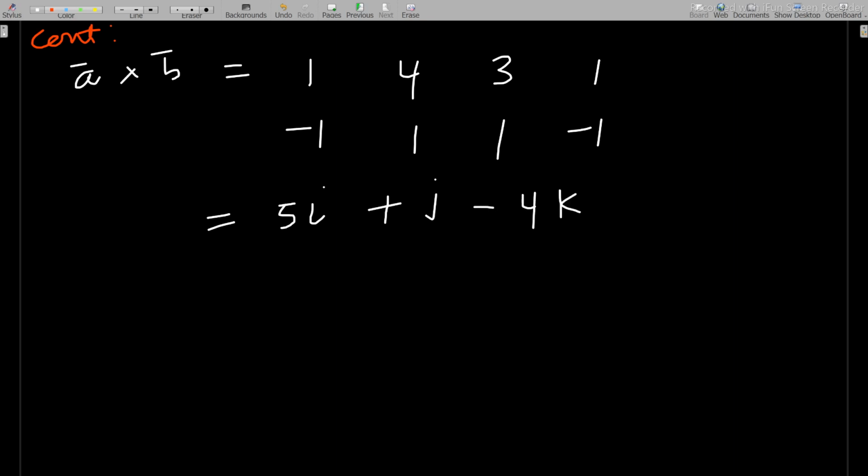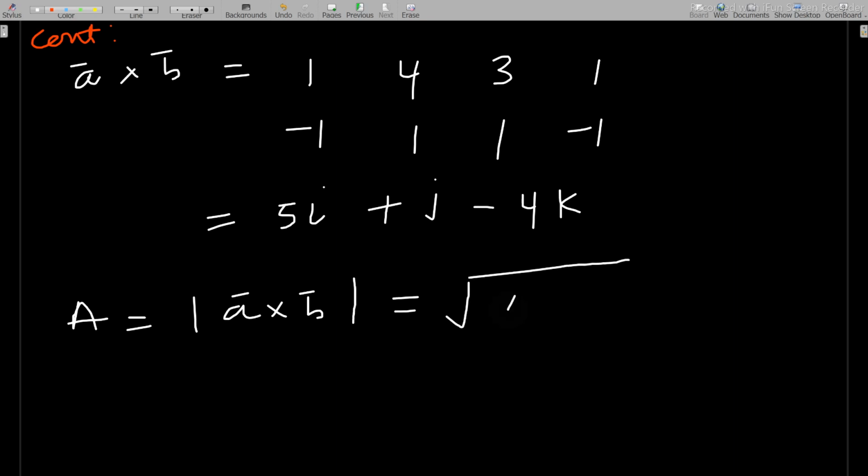So now my area will be equal to the magnitude of A cross B, and the magnitude of A cross B is the square root of 42. And squared units, that is what you should know about.